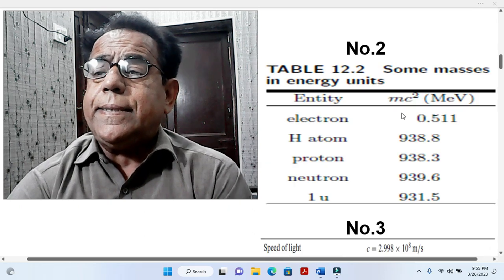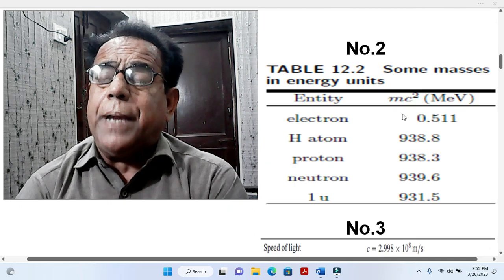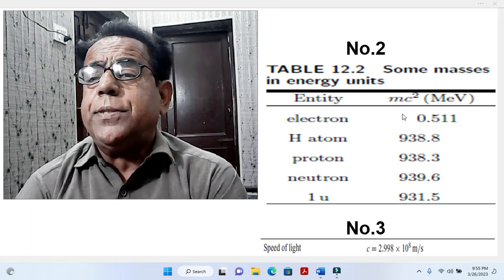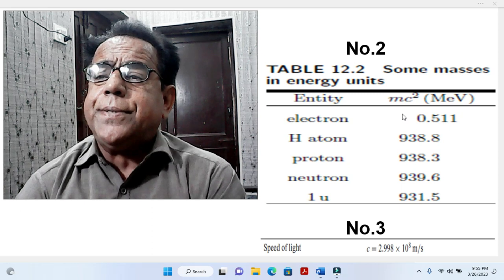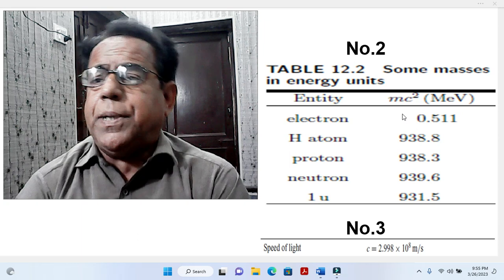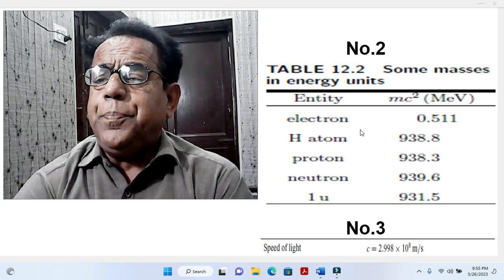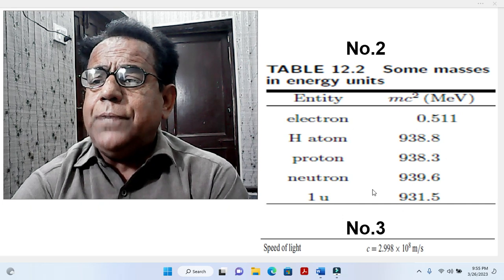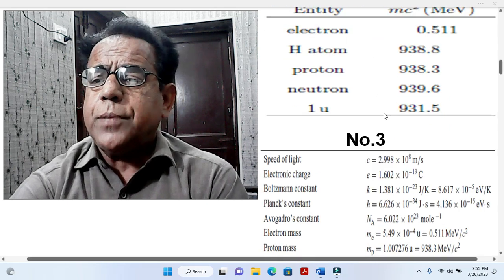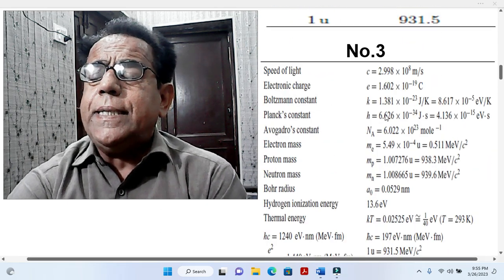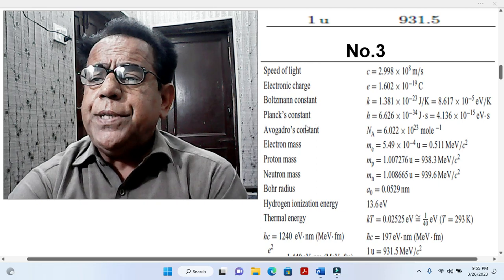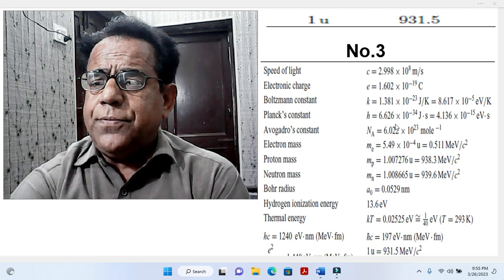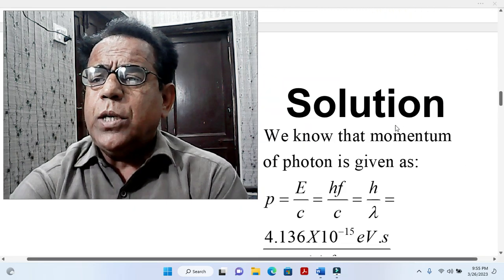Dear students, this second tool has also been repeated many times, but in this problem, this tool gains much more importance. The whole problem is based on the philosophy of this table. In this table, electron, neutron and 1u are given equal to this. All these three values will be used. Tool number 3: in this tool, the speed of light and the value of Planck's constant h will be used. Anyhow, now we come towards its solution.